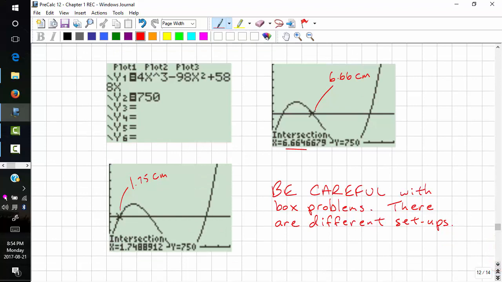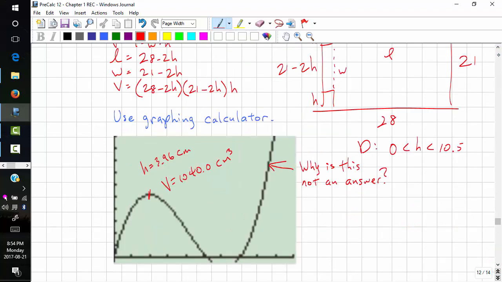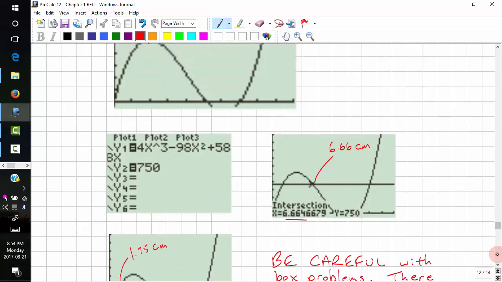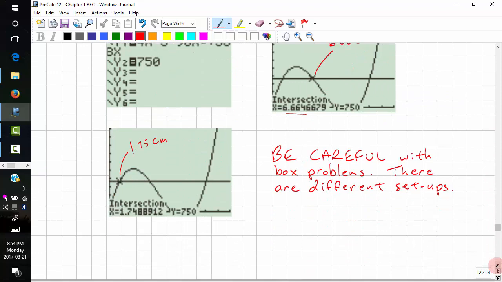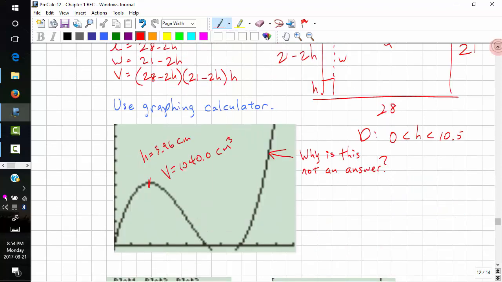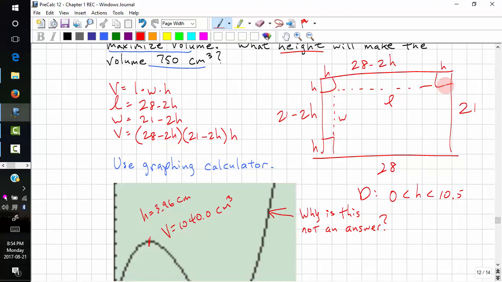Okay, be careful with box problems. There's different setups. This one has a single sidewall and has no lid. So you could have problems with lids. You can have problems with double folds. This one is a single fold because we're folding right along here and right along there. You can have problems where you actually fold twice because they want a stronger side.